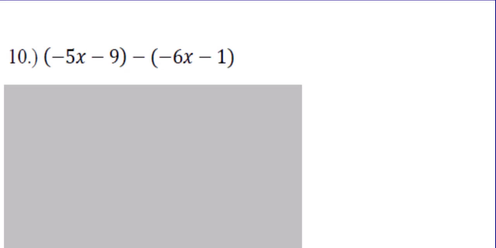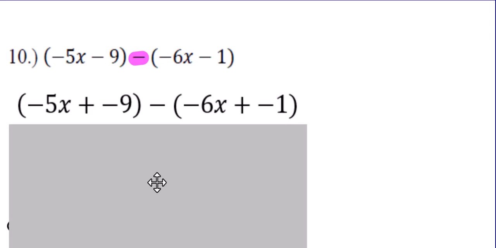Next question, I noticed right away it's subtraction. So the first thing I did was rewrote subtraction as addition inside the parentheses just to make that step a little bit easier. Since I do have subtraction here, I need to add the additive inverse. And the additive inverse of negative 6x plus negative 1 is positive 6x plus a positive 1.